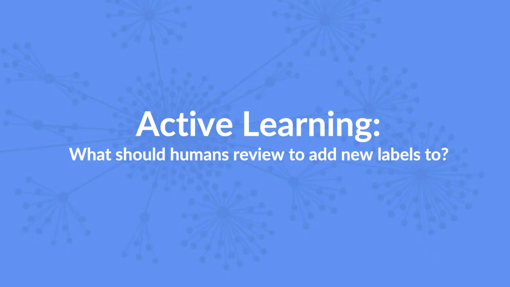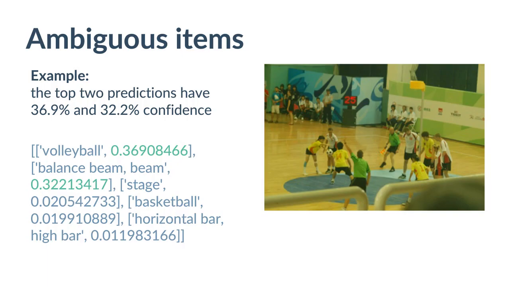And so active learning is the process of looking at these kinds of outputs and the distribution of data and deciding what humans should review to add more labels to. So the most important thing to look for are ambiguous items. So here's another example. If we give this image to the classifier, it predicts with 36% confidence, about 37, that it's volleyball, and 32 that it's balance beam. And these aren't terrible predictions, but they're clearly wrong. This isn't volleyball or balance beam.